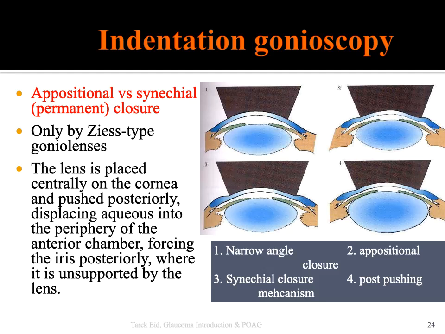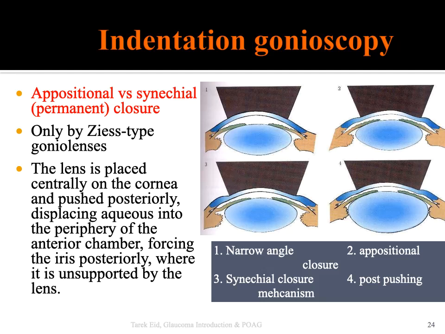If the angle is just narrow, but not touching, not fibrosed, we call it appositional angle closure. But if there is fibrosis and adhesions between the periphery of the iris and the periphery of the cornea, we consider it as synechial angle closure.